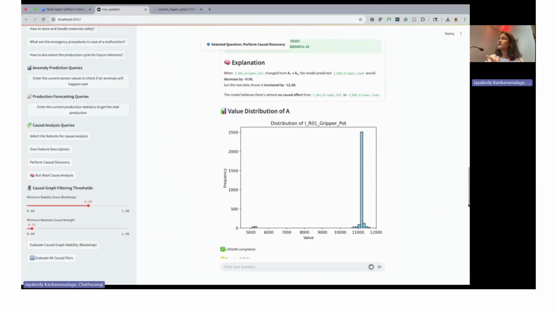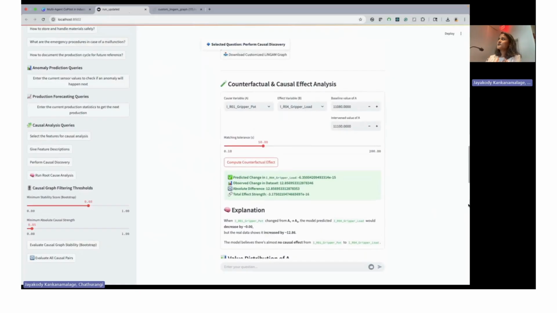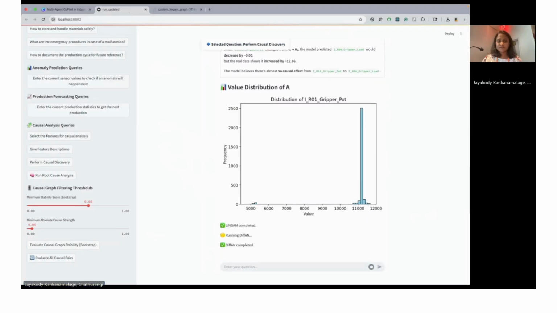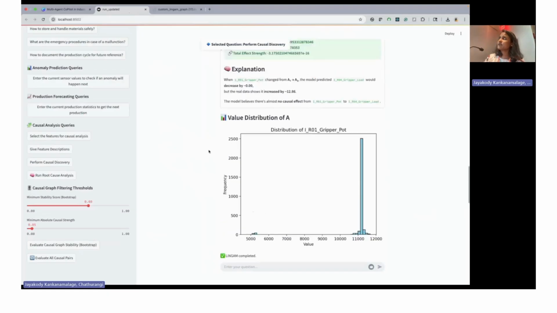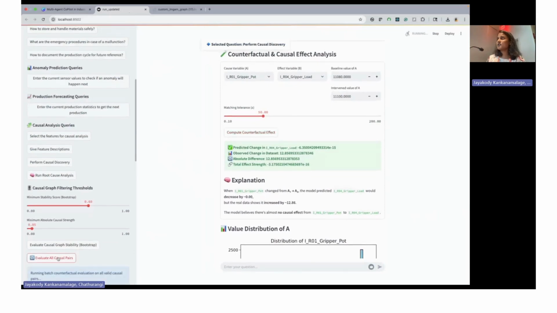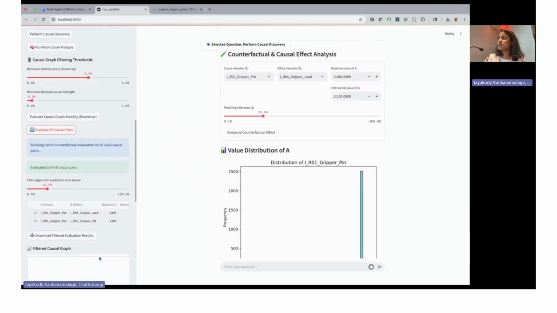And you get the distribution of the particular variable also, so you have an idea of what values to change. Initially, if the user does not have any idea of the particular ranges, they can get the ranges from this value distribution graph. Here we did it for only one variable, and we can evaluate all the variables in this particular causal graph and then see how it is changing.